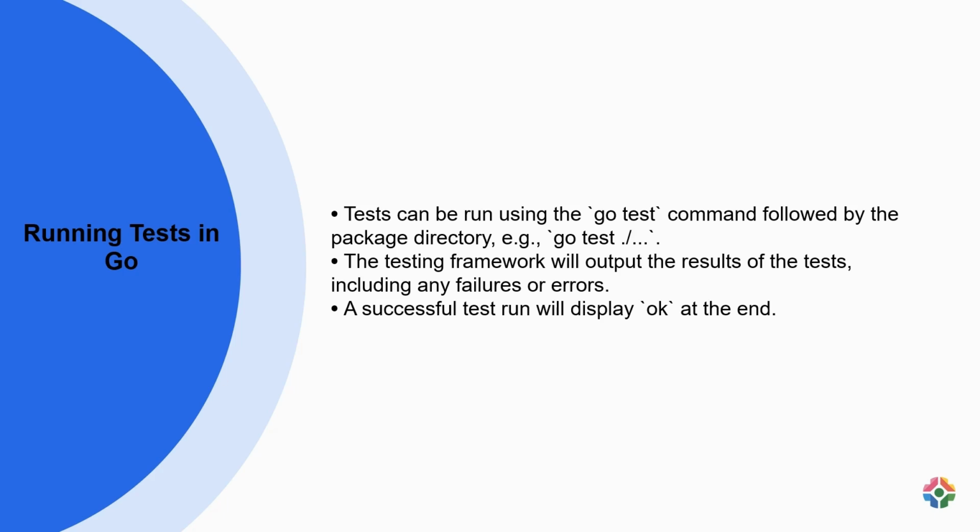Upon a successful completion of the tests, the output will showcase OK to signify the positive outcome. An instance of this in action would be running go test ./... on a Go package directory to evaluate the functionality of the code within the package and affirm its correctness.